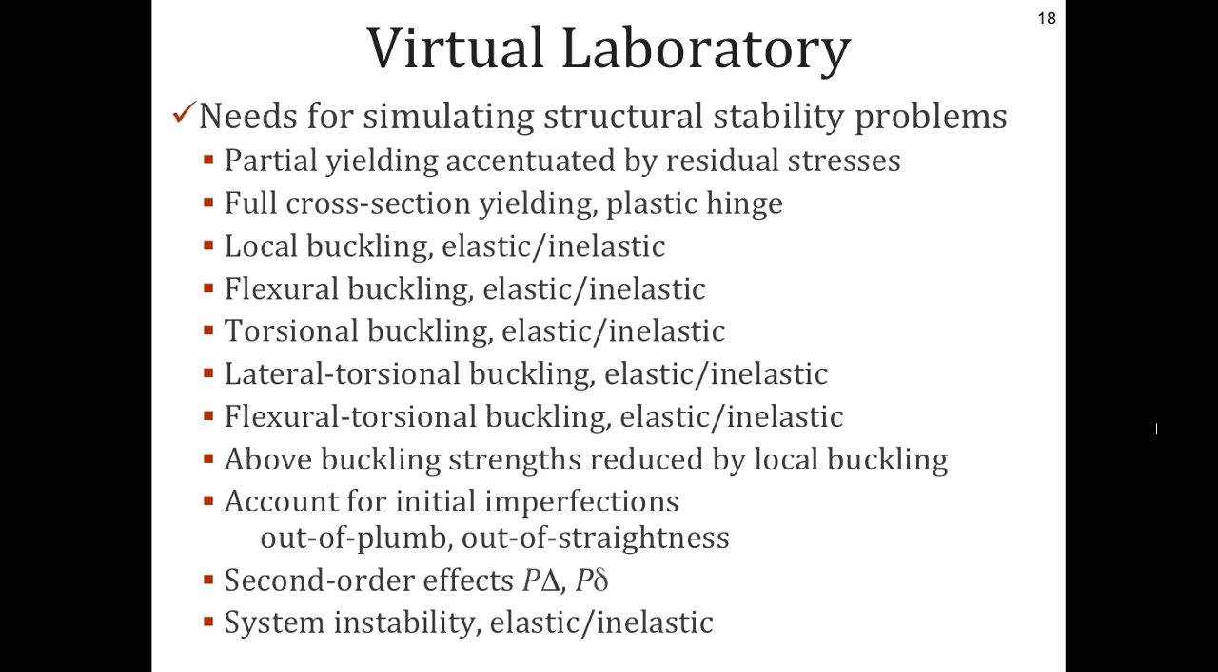Flexural torsional buckling, what would happen if local buckling wasn't included? Can the program account for initial imperfections, such as frame sway, or frame out of plumb, or even member out of straightness? So two very different types of imperfections. How about second order effects? Can the program handle P-big-delta or P-small-delta? And then will the program actually be able to model system instabilities, either an elastic system instability or even an inelastic instability? So this is sort of the full laundry list.